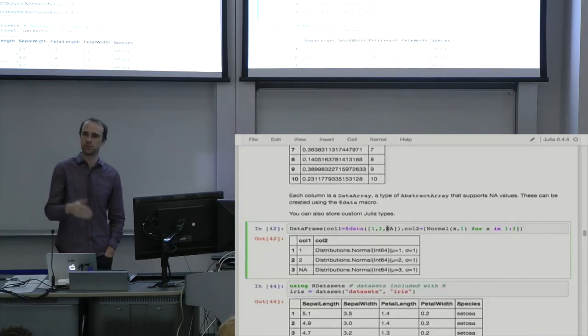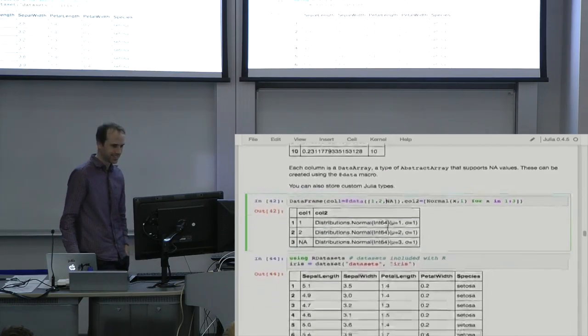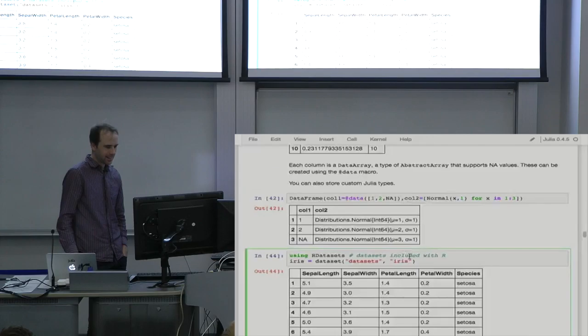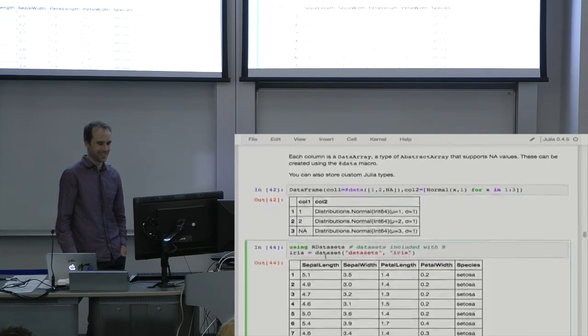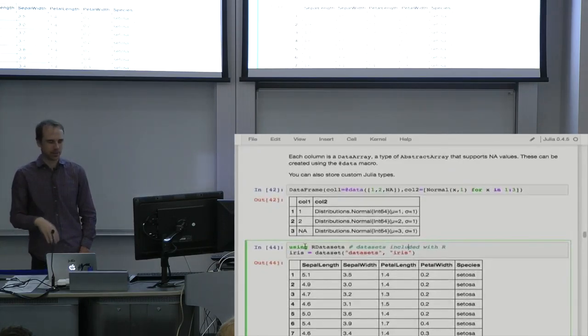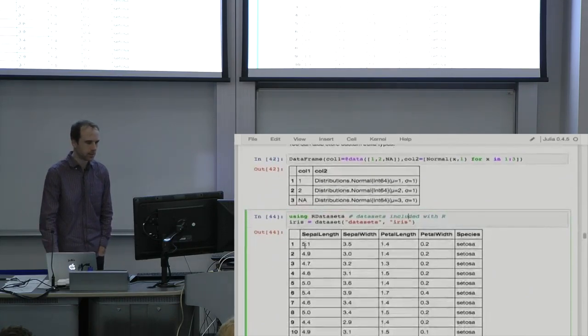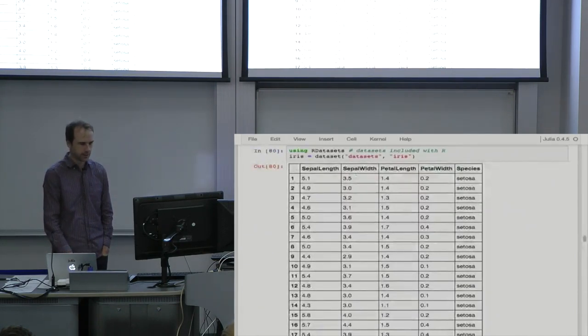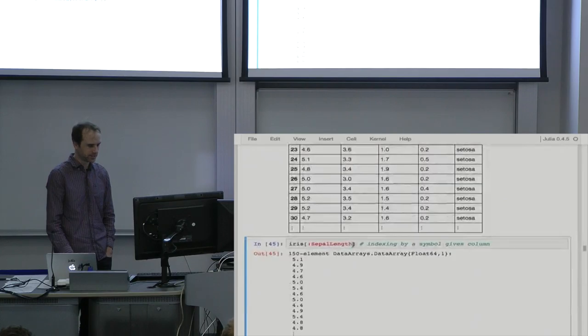You can create a data frame of data frames, have a column of data frames. Not that I recommend doing that, but it'll work. And if you want to load a standard data set, there's this RDatasets package, where someone has gone through and stripped out all the data sets that get bundled with R. So it's a way to get your standard iris data set. I'll talk a bit more later about other ways to read in data, if you don't want to look at the iris data set, if you actually have real data.